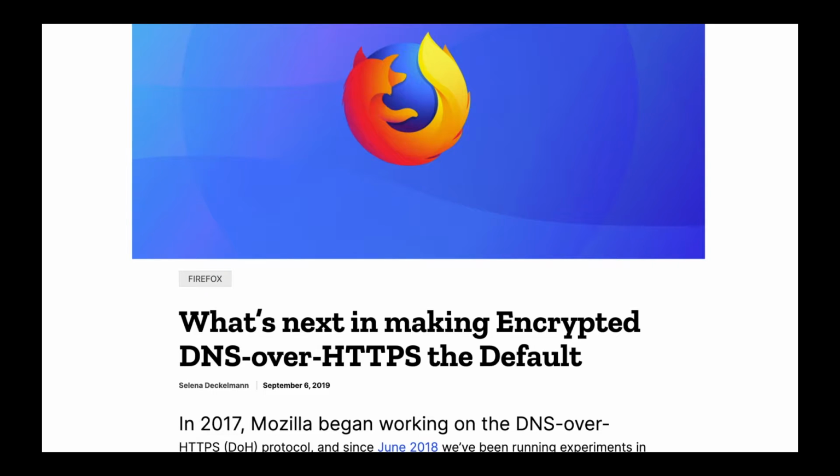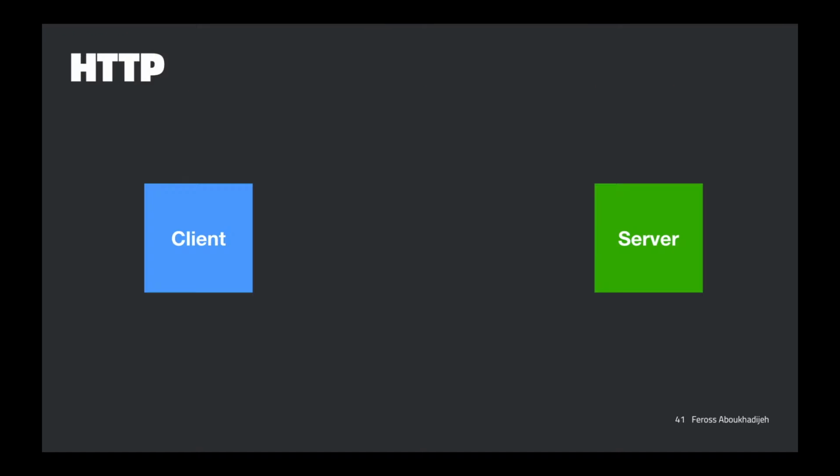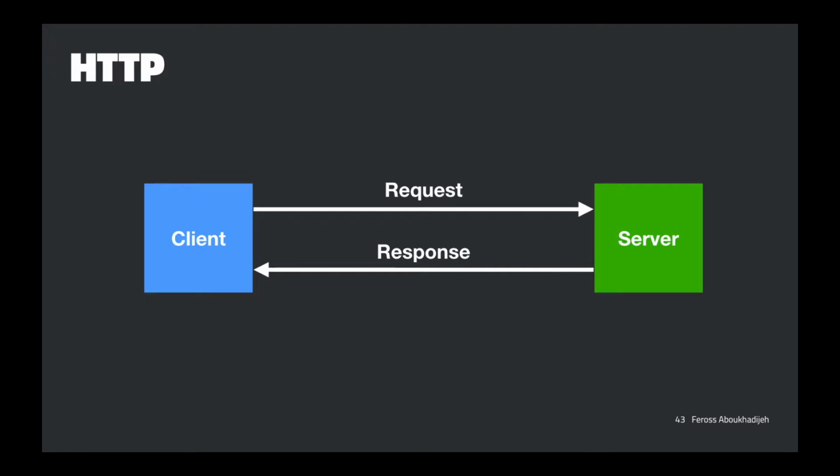Cool. So now let's look at our new picture. What happens when you type in a URL? Let's get back to that question, and let's focus specifically on the HTTP part again. So now we have our IP address. We know who we're trying to talk to. Our browser makes the request to that server, and it gets back a response.